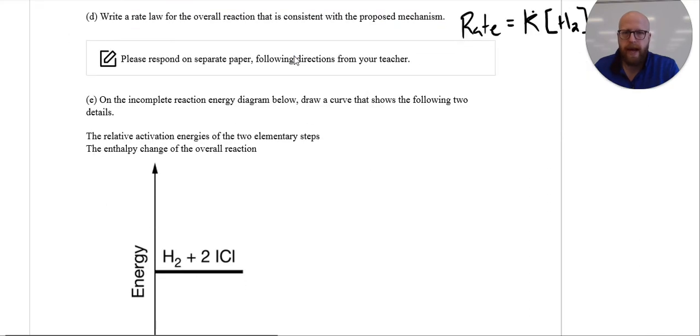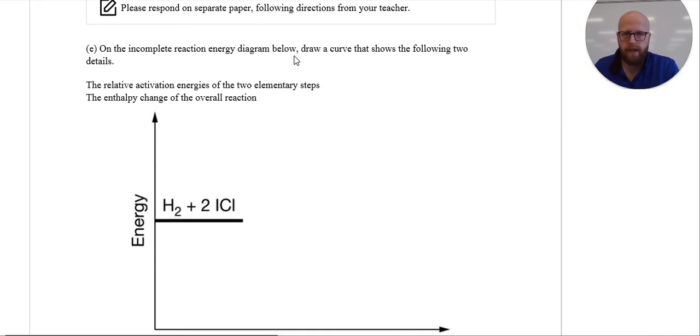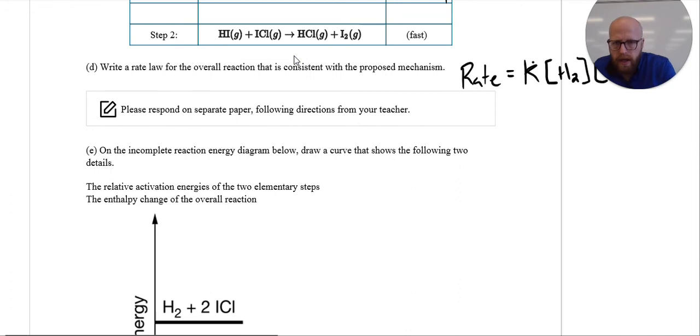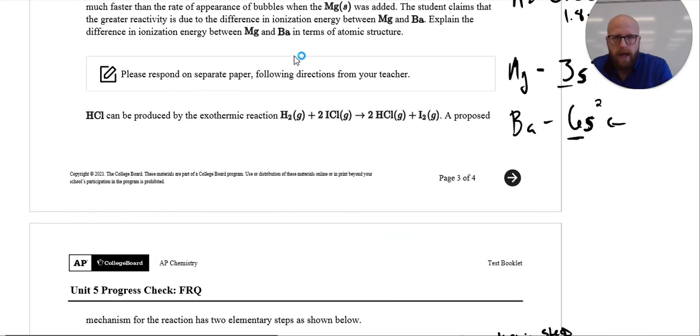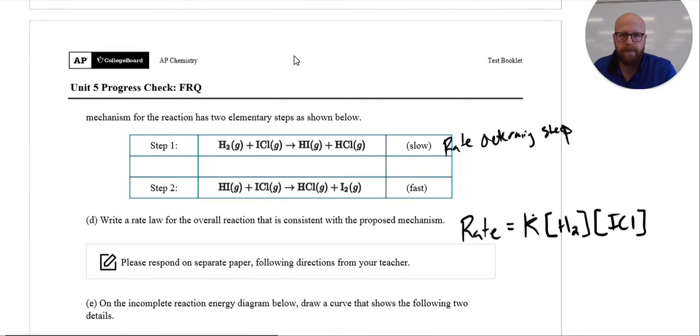An incomplete reaction energy diagram is shown below. Draw a curve that shows the following details: the relative activation energy of the two elementary steps and the enthalpy change for the overall reaction. Enthalpy change, I must have missed something up here. Let's see if it says if it's endothermic. Oh, hey, it tells me it's exothermic. So delta H is less than 0, or negative.